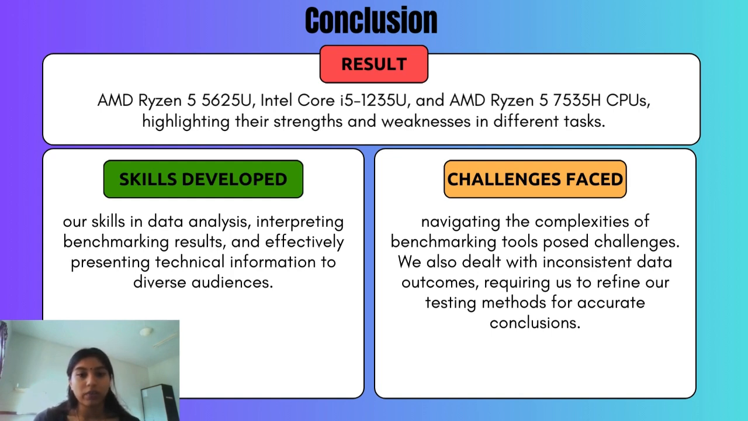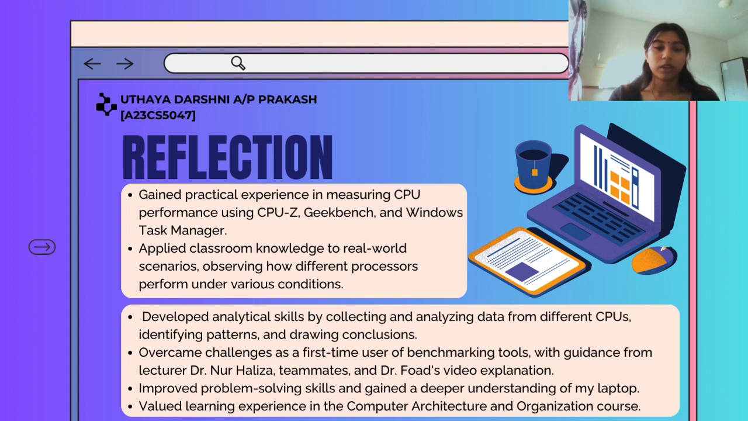And lastly, the challenges we faced was navigating the complexities of benchmarking tools. Other than that, we also faced inconsistent data outcomes, which required us to refine our testing methods to ensure we have accurate conclusions. This benchmarking project was a great learning experience that allowed me to apply what I learned in class to real-world scenarios. Using tools like CPU-Z, Geekbench, and Windows Task Manager gave me practical experience in measuring CPU performance.